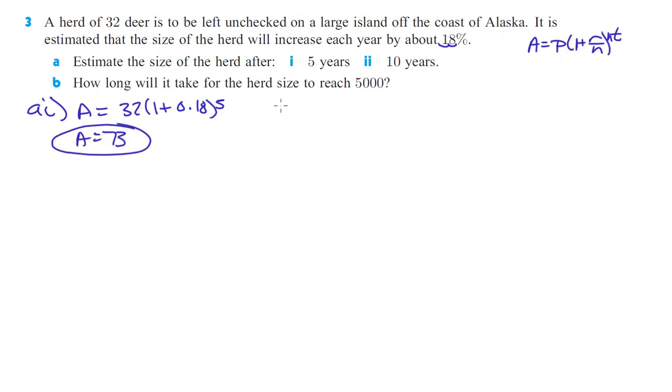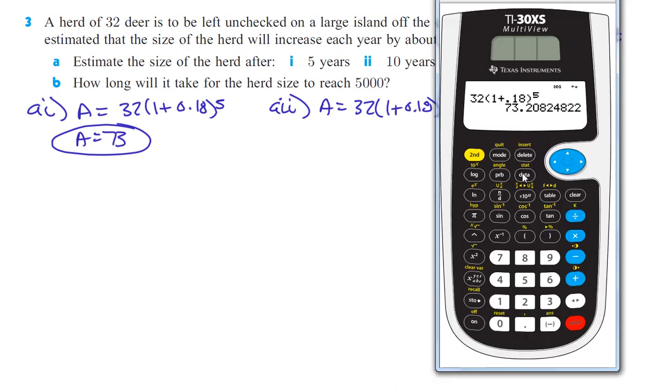Okay. For part I, we're going to do the same thing but with 10 years. So A is going to equal 32 times 1 plus 0.18 now to the 10th power. With this calculator, I can go back, highlight that, push enter, and now I should be able to edit that. So push a 10 in there, and then we push enter, and now it's going to be 167.5.